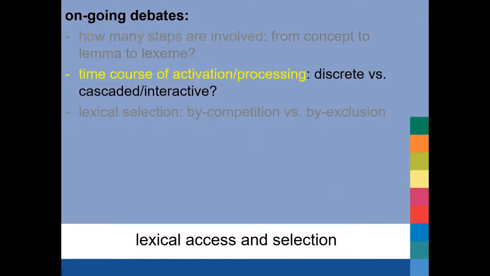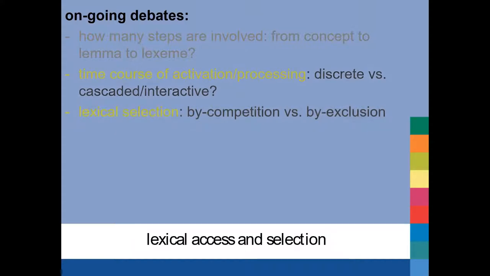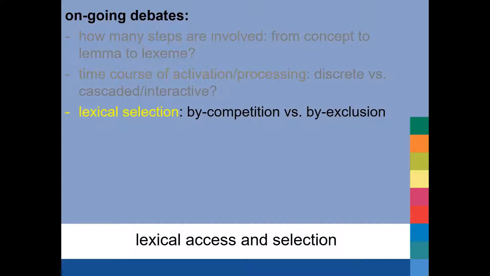Another question concerns the time course of activation, or the time course of processing, namely whether the processing is discrete, going from one level to the next, or whether there's cascading or even interactive activation in the system. So is there also activation that comes, for example, from lower levels and activates back to higher levels? And finally, the question about lexical selection, whether it is by competition or by exclusion. So these are some of the questions that are still going on in the literature.